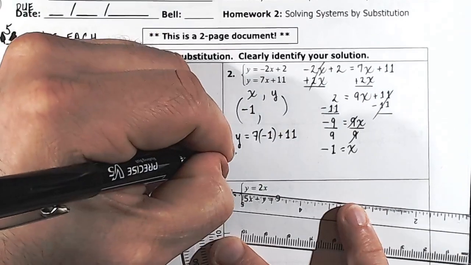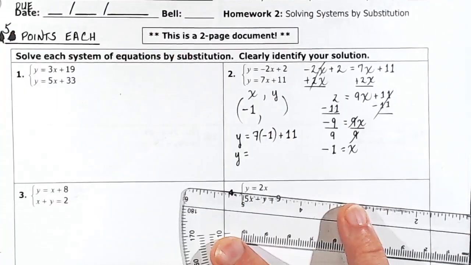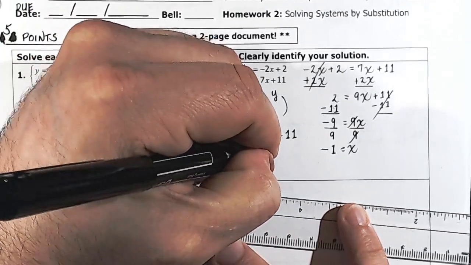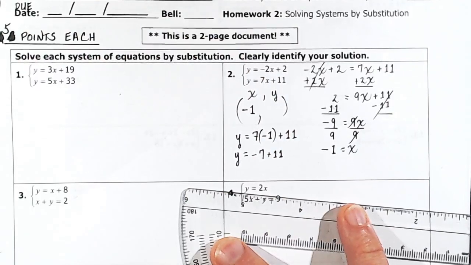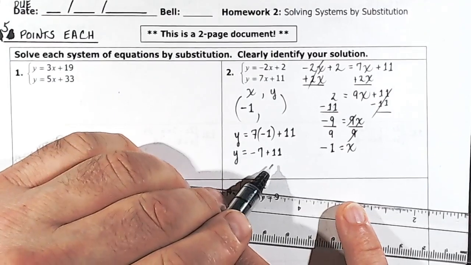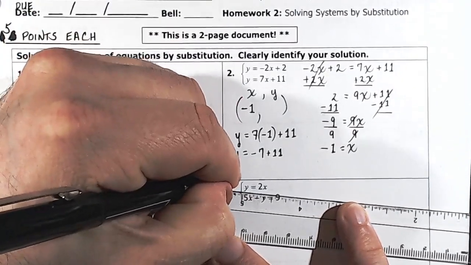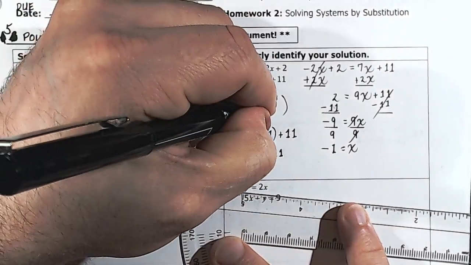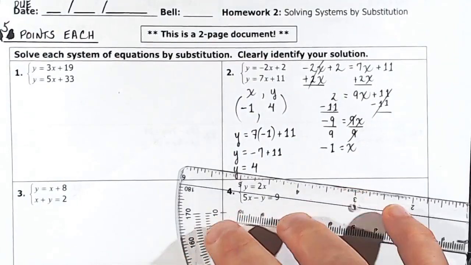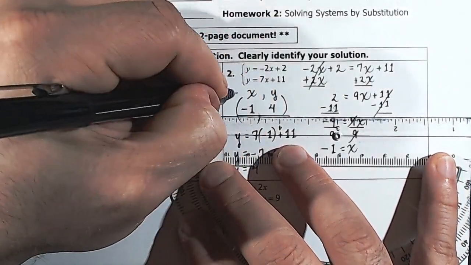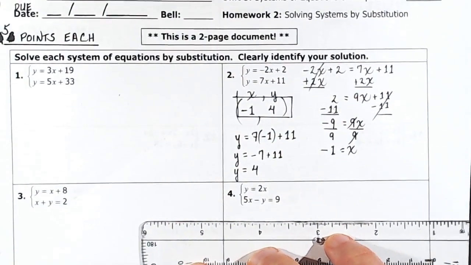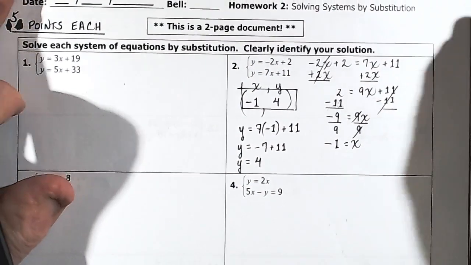Okay, so now I'll do y equals, and 7 times negative 1 is negative 7, negative 7 plus 11. What that means is you're going to subtract 7 from 11, and you're going to get 4. Y equals 4. And now we know what both x and y are, so the solution is negative 1 comma 4. Okay? That's number 2.